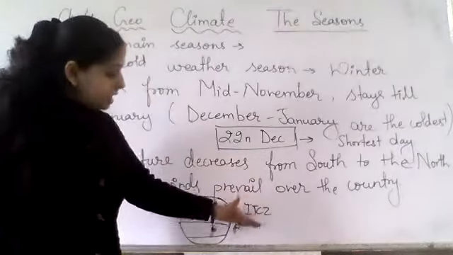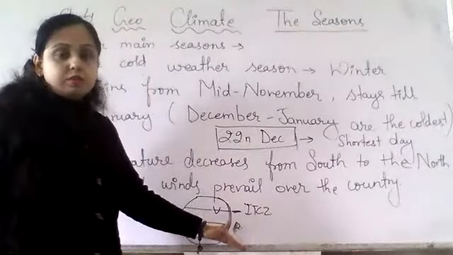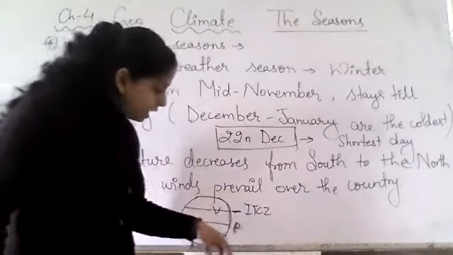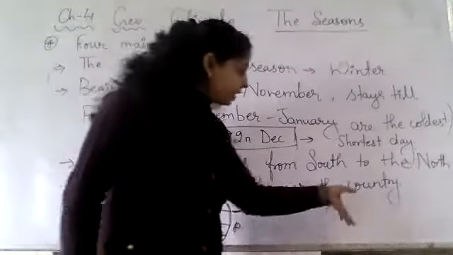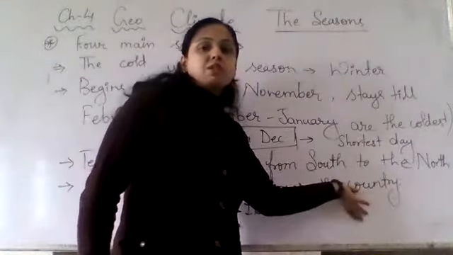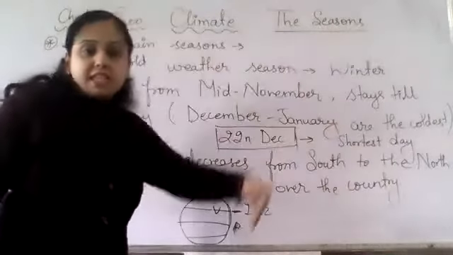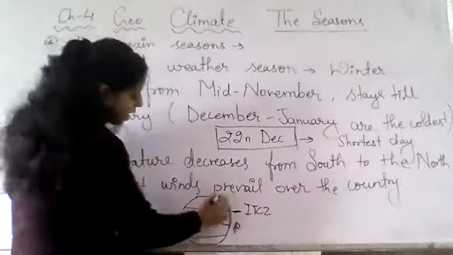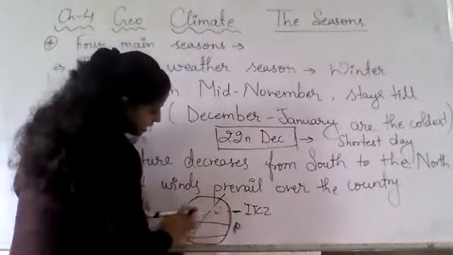Now this ITCZ is shifting down. This ITCZ is shifting down because Earth is rotating like this and coming this way. So when it comes this way, the Tropic of Capricorn will get the maximum rays. Now it is like this.